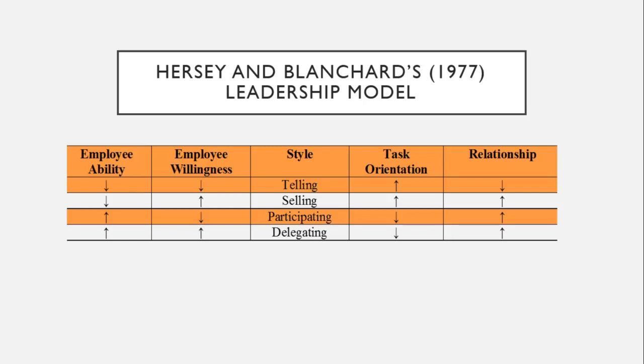The telling style is very directive and involves the minimum amount of relationship behavior. The selling style is directive, but in a more persuasive, guiding manner. The human relationship is emphasized, that is. The participating style involves less direction and more collaboration. Finally, in the delegating style, the leader delegates responsibility for a task to a group or individual and is simply kept informed of the progress.